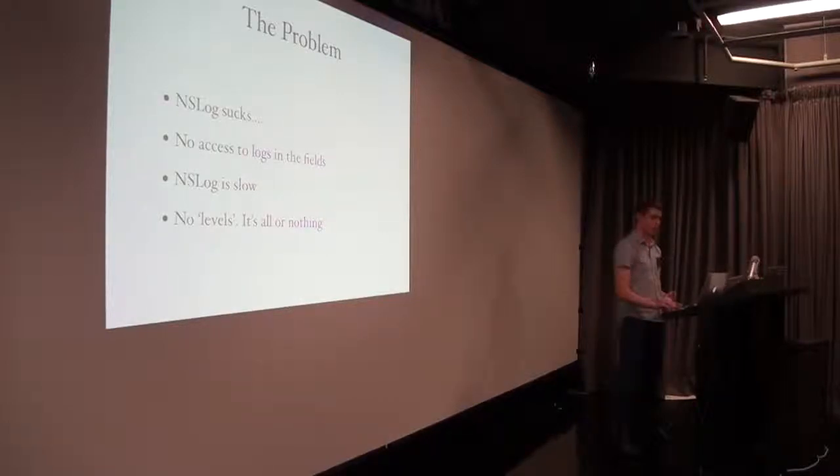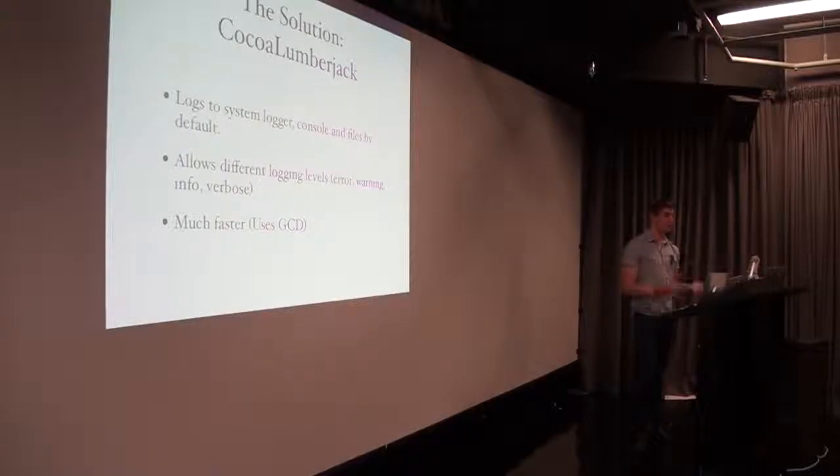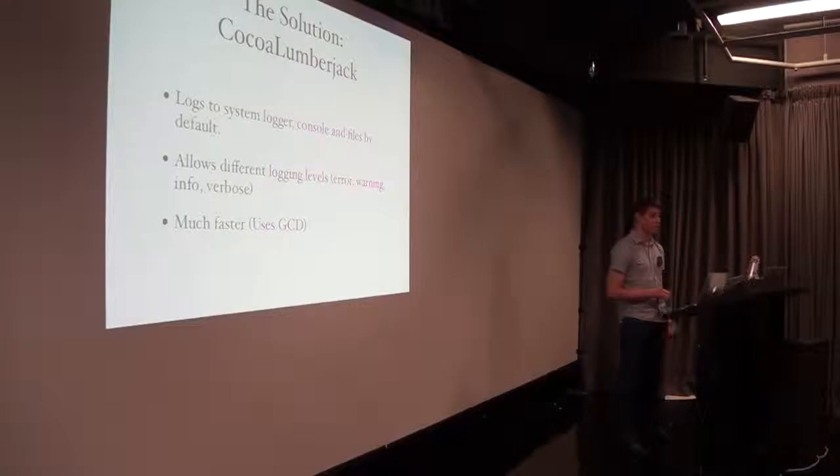Not very helpful. So the solution that I've come across is CocoaLumberjack, which is an open source framework. You can fork or pod it from GitHub. It logs to the system logger, it logs to the console, and it logs to files as well, all by default. So literally you just have to put in a couple of lines to set it up, and it does that automatically. It allows for different logging levels, so error, warning, info, verbose, and it's much faster, so you can actually do asynchronous logging using GCD if you want to.